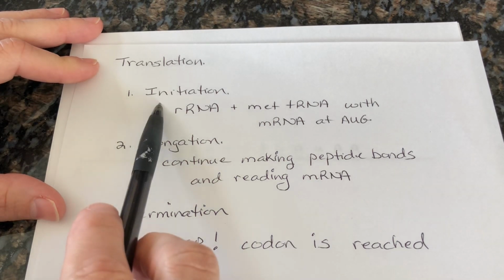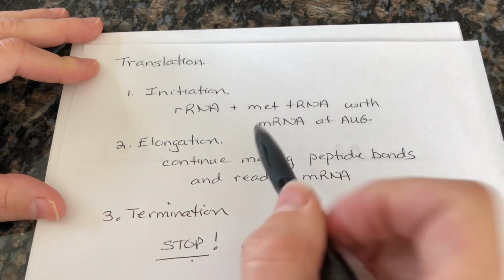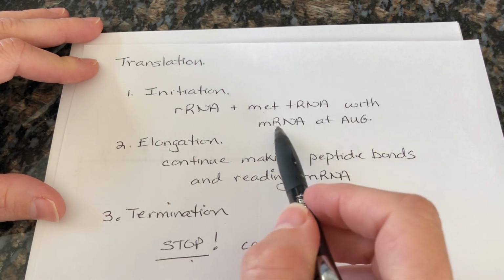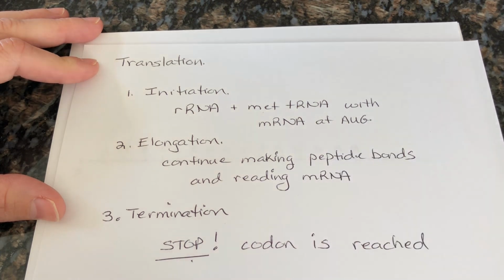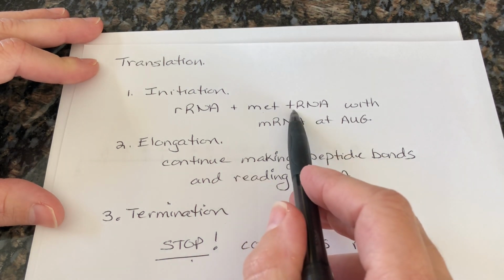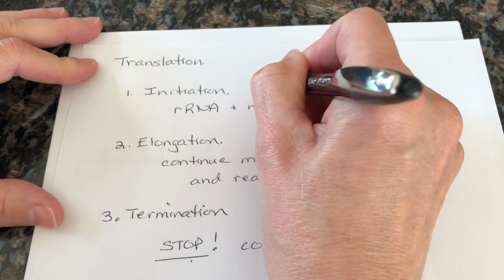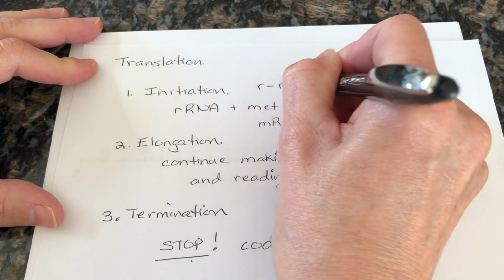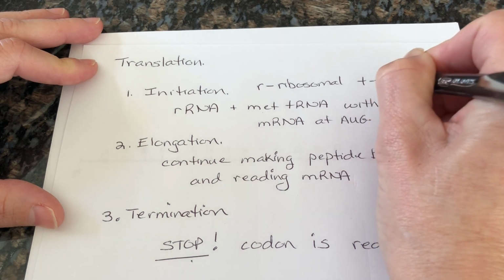So we've got initiation. What we're looking for here is rRNA, MET tRNA are going to join with mRNA at the start codon. Okay, so that doesn't make a lot of sense yet. It'll make a lot more sense later. I'm going to show you what a tRNA looks like. For the time being, know that R stands for ribosomal, okay, and T stands for transfer.